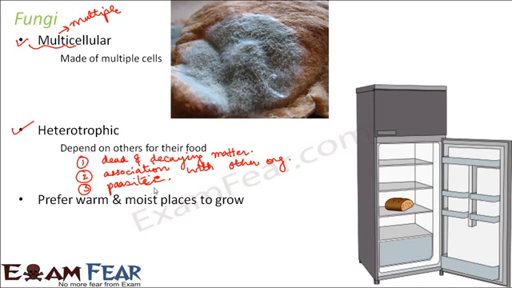They prefer warm and moist places to grow, and that is why the bread which was left outside tends to catch fungi, because fungi get a suitable environment. It gets a warm place as well as a moist place, because when you keep the bread open, there is a lot of moisture present in the atmosphere. Due to the presence of that moisture plus the warm temperature, both things taken together help in the growth of fungi. But the same bread, when you keep it inside the refrigerator, the temperature is very low, so a warm place is not available. Secondly, moisture also is not there to support the growth of fungi.